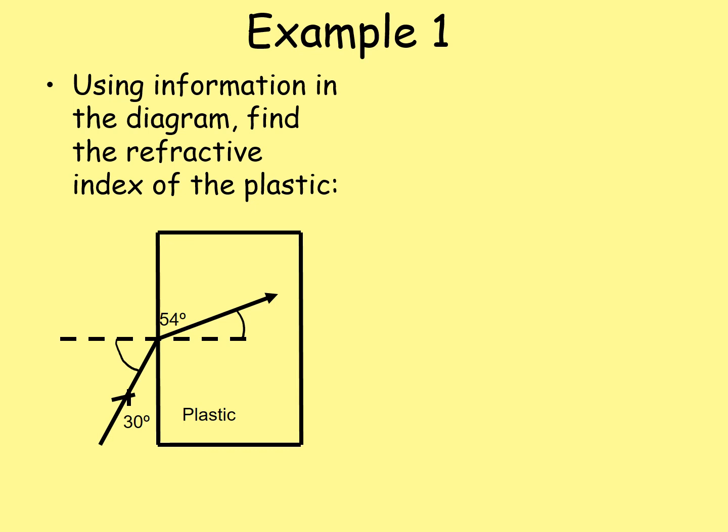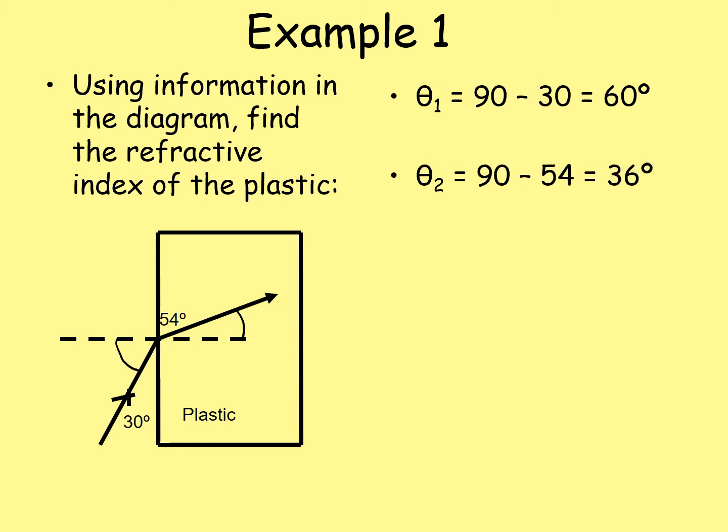So we need to find theta 1, the angle in air, and theta 2, the angle in the material. Theta 1 is equal to 90 degrees take away 30, which is 60 degrees. Theta 2 is 90 degrees take away 54, which is 36 degrees. And with these, we can work out the ratio of the sines of the angles.